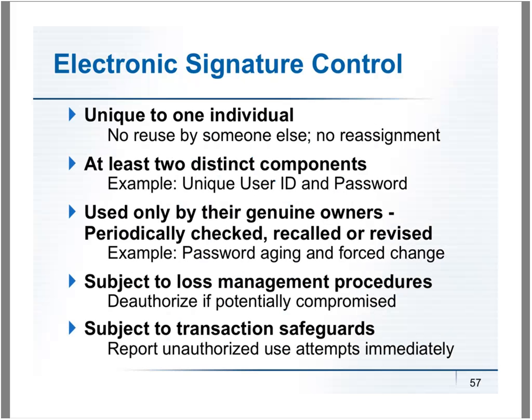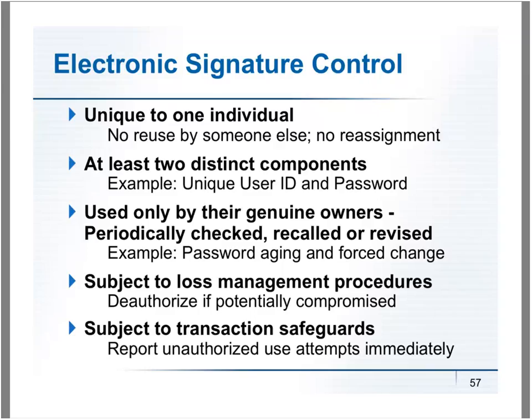These are some of the rules that must be established to ensure that electronic signatures are valid, unique to one person, not a whole series of PIs and sub-PIs. Each one has to have their own. They have to have at least two components, an ID and a password, or maybe three, an ID and a password and a key, something you plug into your computer. Used only by the genuine owner. I as a PI cannot pass on my key or my passwords to anybody else, and password aging. What happens if I lose it? That has to be taken care of by SOP, and taken care of electronically.